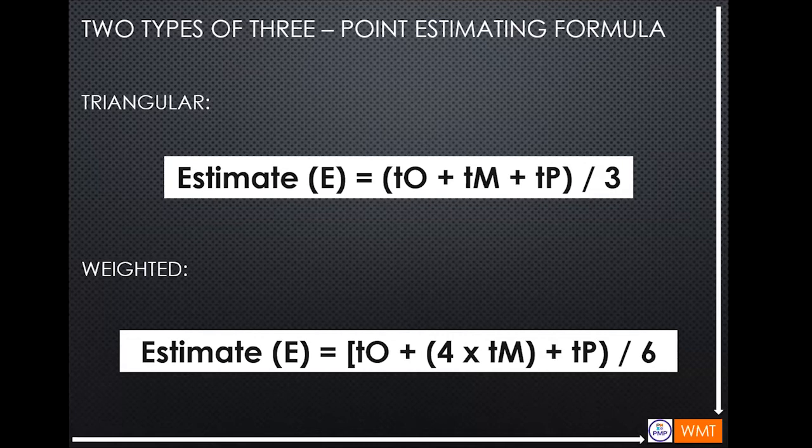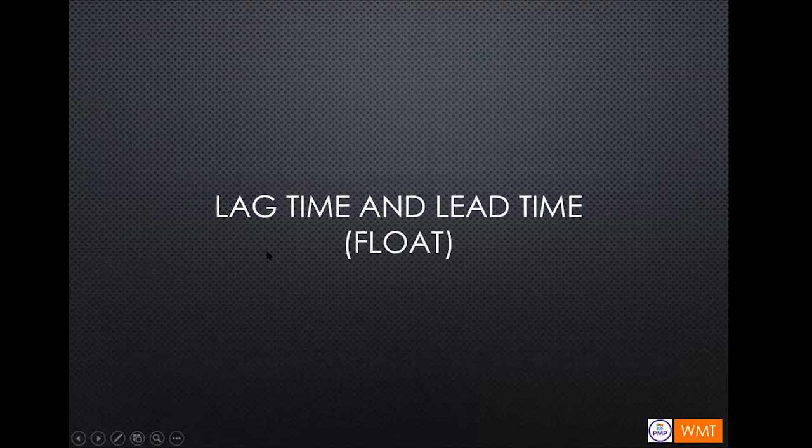The only difference of the two equations is that the weighted equation gives more weight or importance to the most likely scenario. So the result will be nearer to the real outcome or duration of the work. The best estimate is the nearest to the actual result. But as you know, an estimate is an estimate. So now we will go to the lag time and lead time or float.